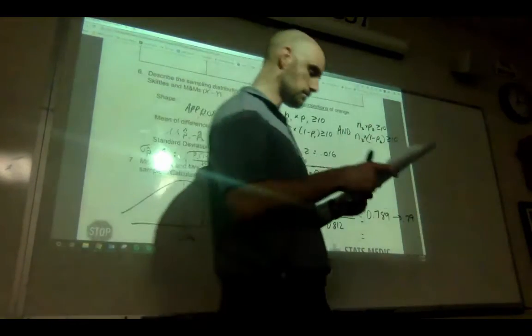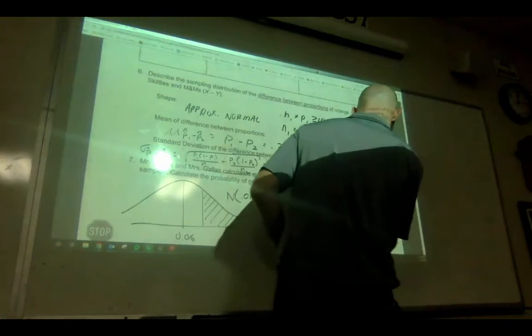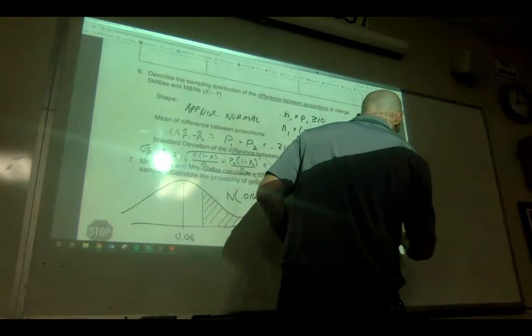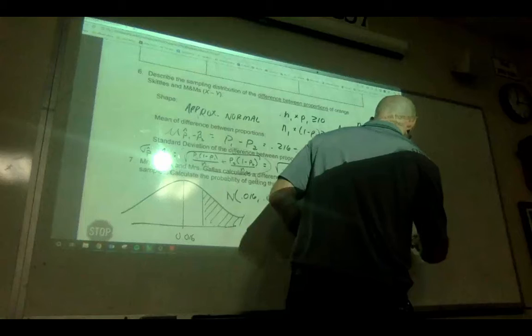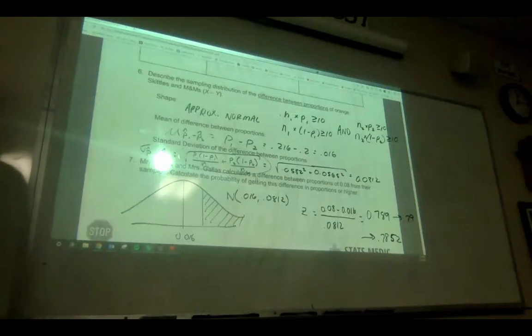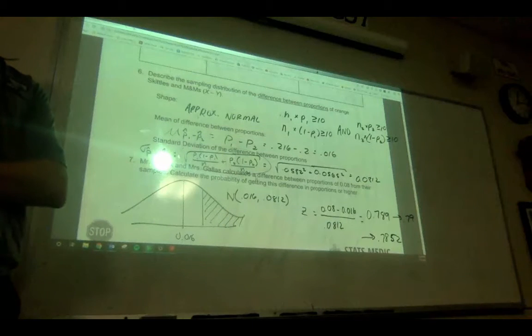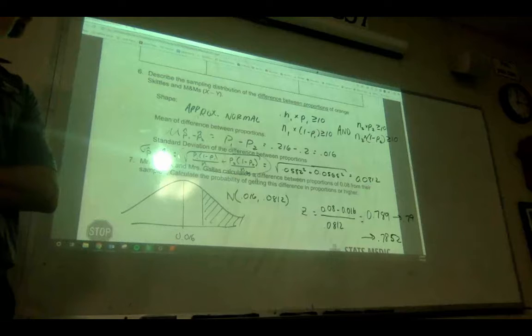0.7852. Is that right? Okay, so that correlates to a probability of 0.7852. What does that mean? This is why we're doing this. I want to review what these things actually mean. That there's a probability of getting this difference in proportions or higher.